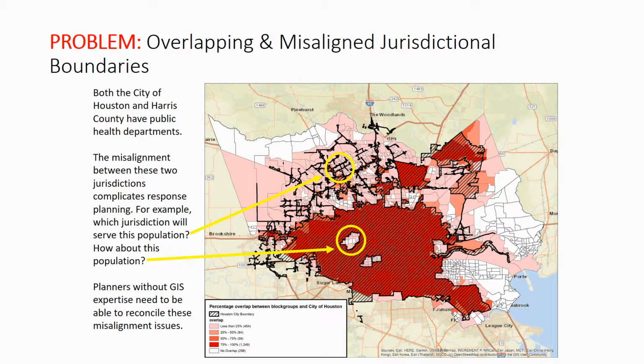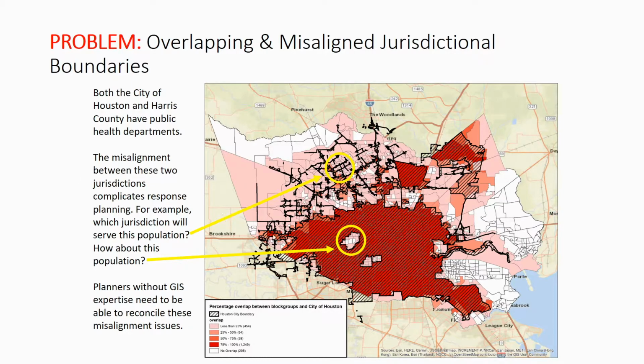In this video, I would like to demonstrate how replan can be used to reconcile overlapping and misaligned jurisdictional boundaries. However, before I start with the demonstration, I would like to explain what the problem is that we're actually trying to solve. A good example of this problem occurs in Texas between the city of Houston and Harris County.